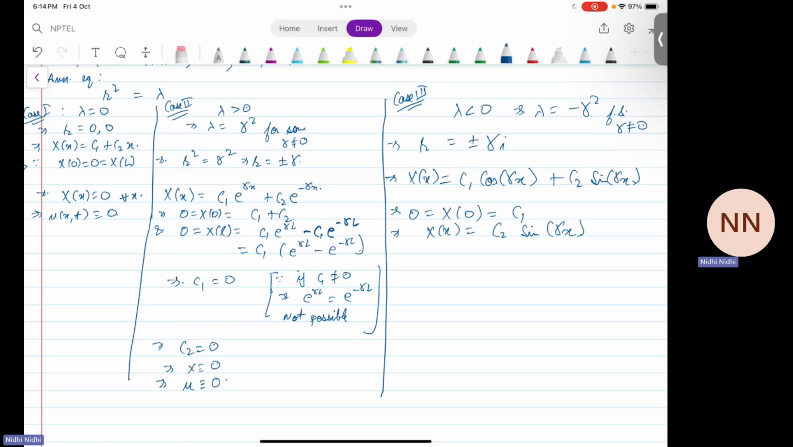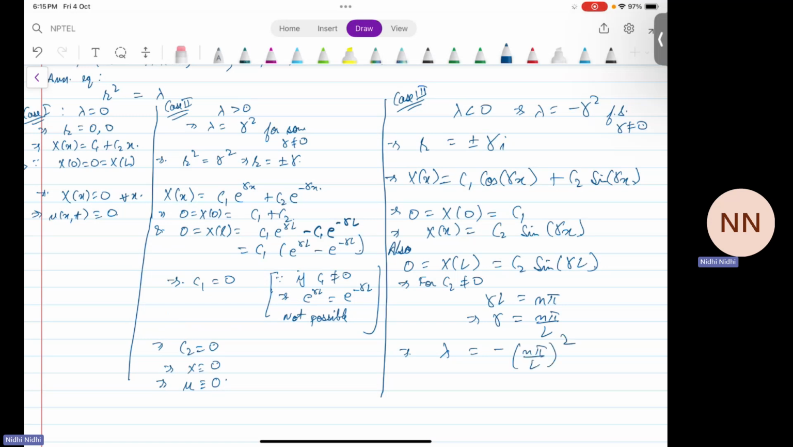Now we have another boundary condition. 0 is equal to x at L, which is c2 sine gamma L. Now we want C2 to be non-zero, because if C2 is also 0, then again we'll get x to be a trivial function and we'll end up getting the trivial solution, and that is not what we want. So for C2 to be non-zero, we must have gamma L equals to n pi. So this implies gamma should be equal to n pi by L, which implies that our lambda is equal to minus n pi by L square.